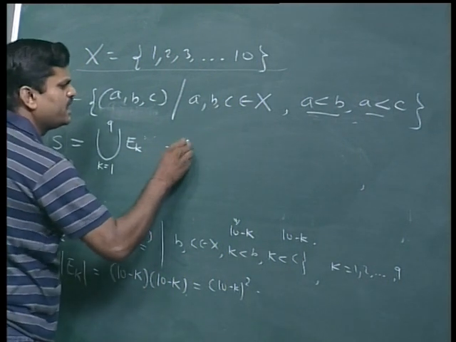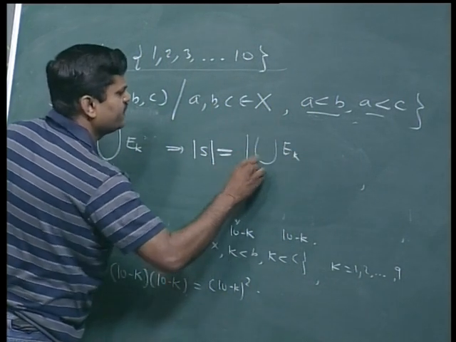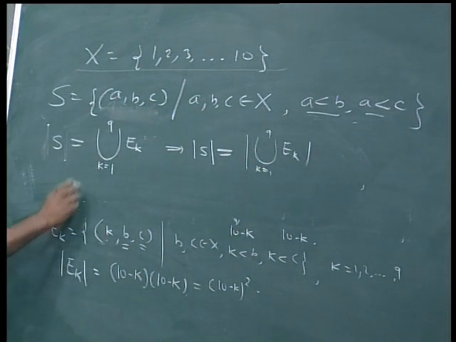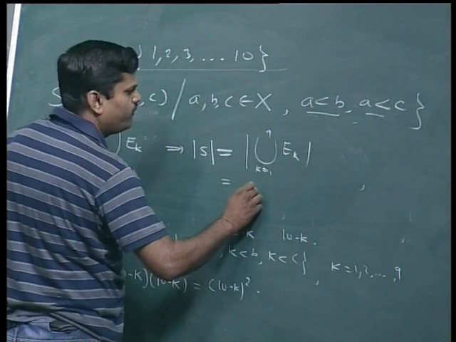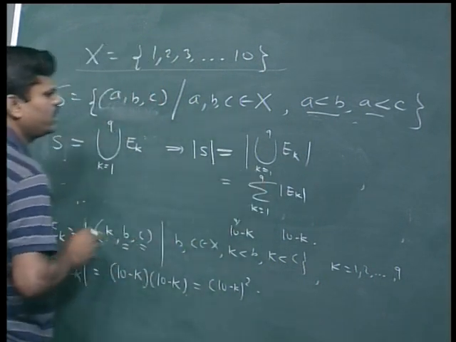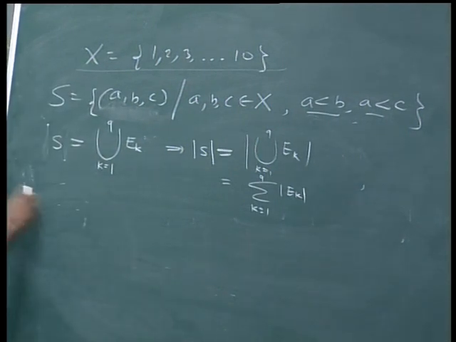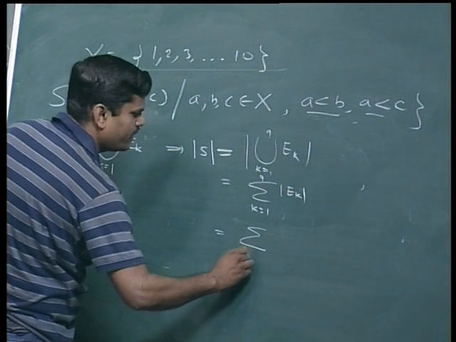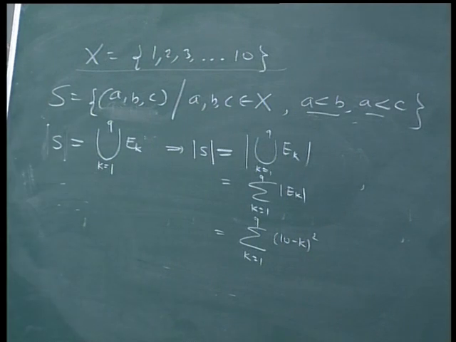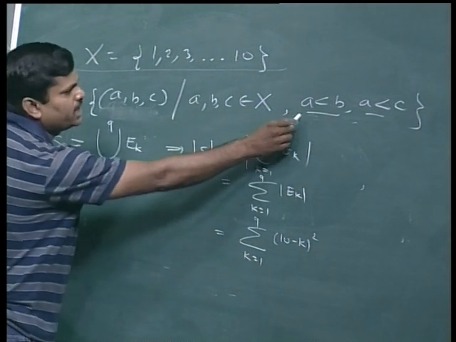So the number of elements in S, that is mod S, is equal to mod of this union Ek, k is equal to 1 to 9. Remember that these Ek's are pairwise disjoint, and therefore this is equal to sigma mod of Ek, k is equal to 1 to 9. And just now we have proved that mod of Ek is (10 minus k) square. So sigma k is equal to 1 to 9, (10 minus k) whole square. This will be our final answer. So the number of elements in S, that is the number of triplets ABC satisfying this condition, is this.